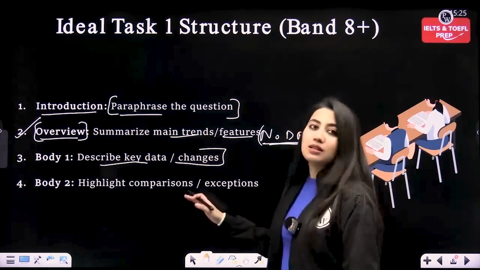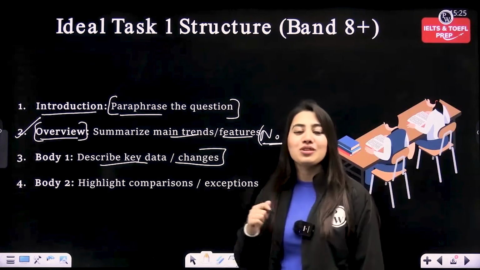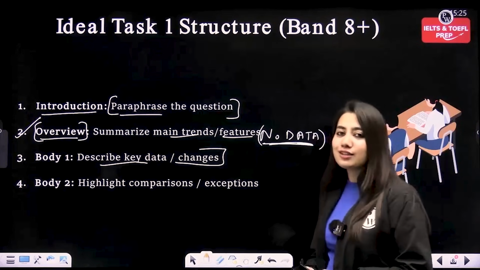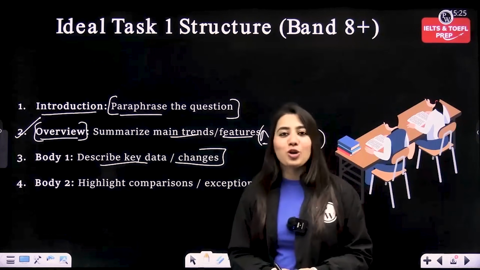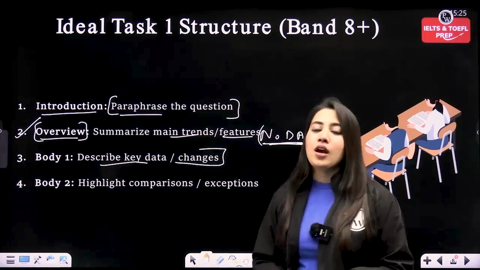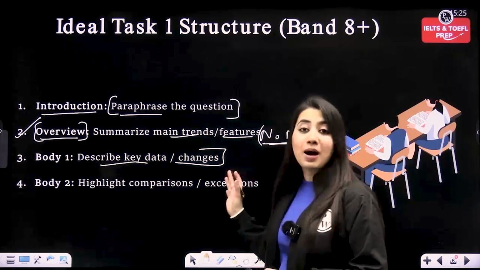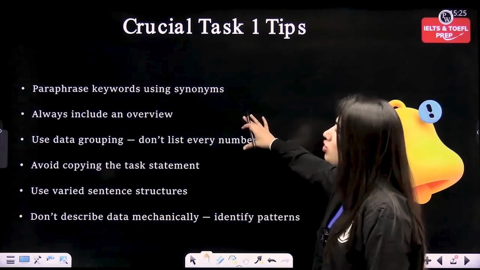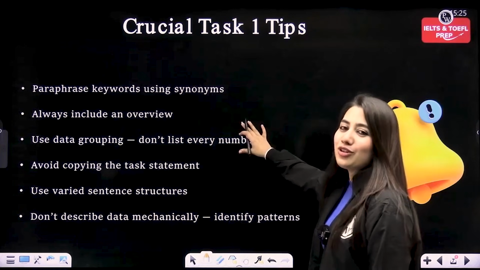Later to that is body 2, in which we do the same things but for the remaining features of that graph. We divide it into two paragraphs, body 1 and body 2, for the same graph you get. Okay, that's the format you're going to follow. Later to that are the crucial tips I have for you all for your Task 1.